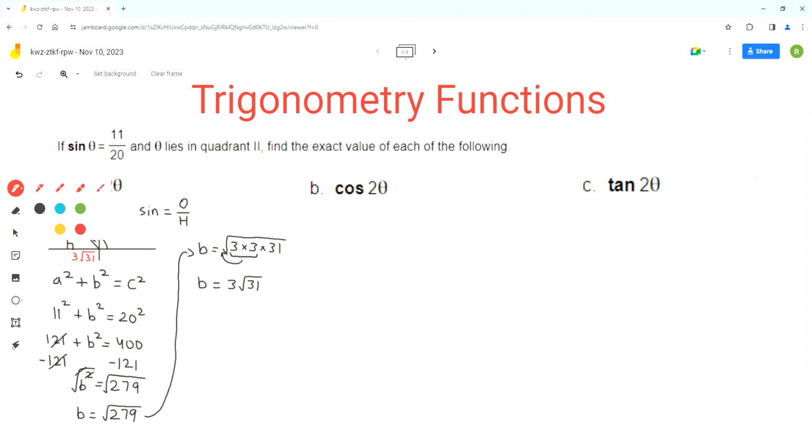Now we have to find the value of sine 2 theta. So the first step is to use the double angle identity for sine here. Sine 2 theta can be written as 2 sine theta cos theta. So that's the double angle identity for sine. In the next step, we'll sub in the values for sine theta and cos theta. And we are given that sine theta is equal to 11 over 20.